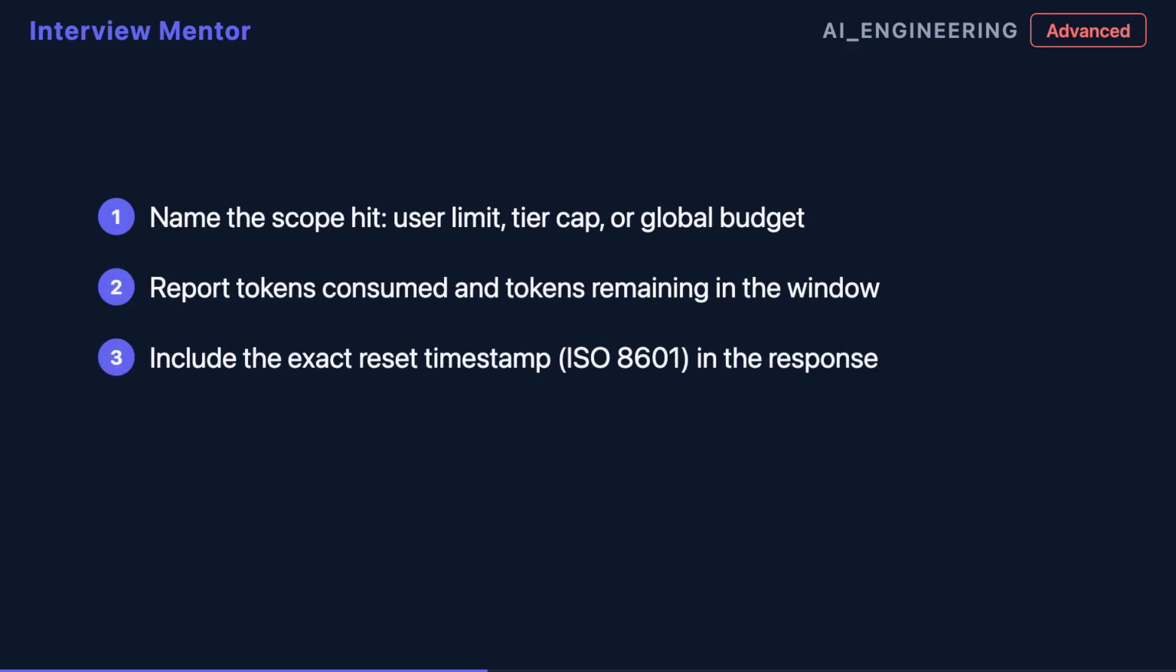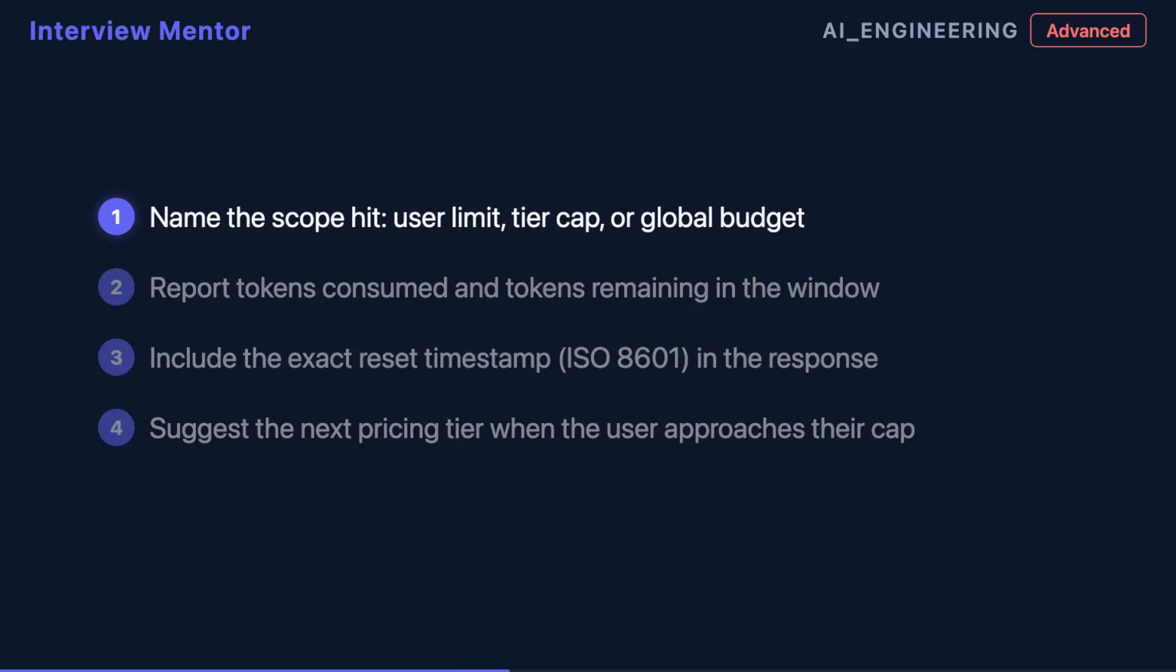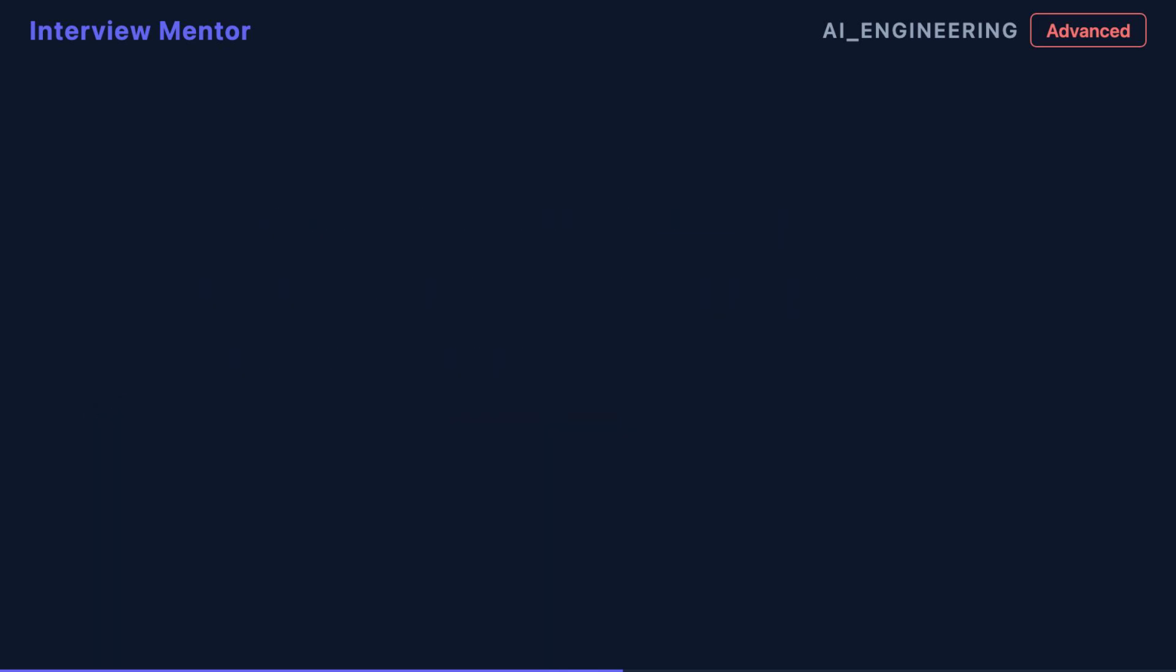When limits are hit, don't return a generic 429. Tell users exactly which limit they hit, how many tokens they've consumed, and precisely when the window resets. Great error responses turn a frustrating moment into an upgrade conversion.